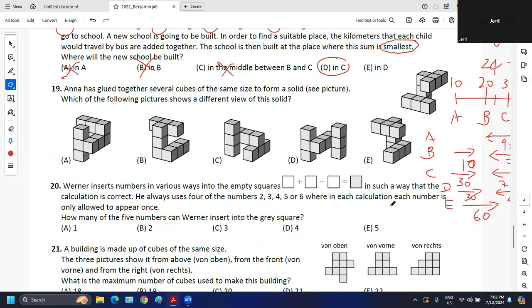Question number 19. Anna has glued together several cubes of the same size to form a solid. See picture. Which of the following pictures shows a different view of this solid? Which means that it has to be this exact same shape, but just a different way to see it.